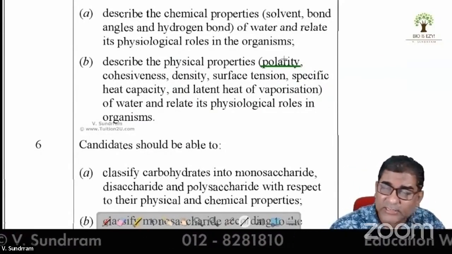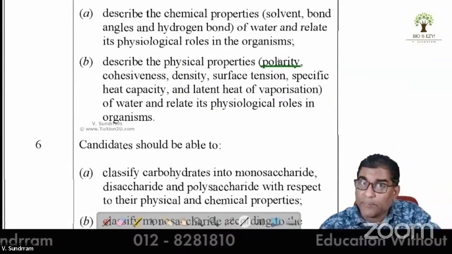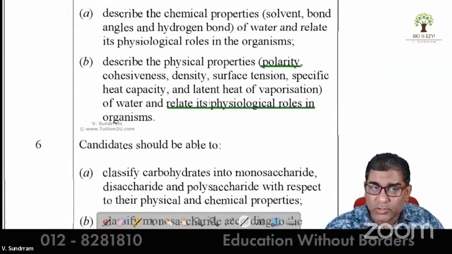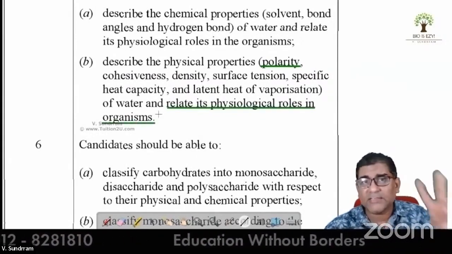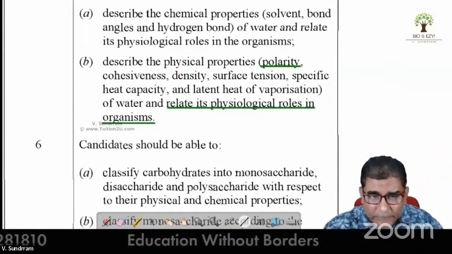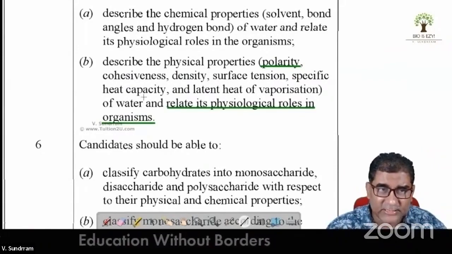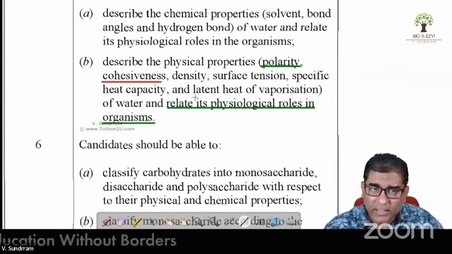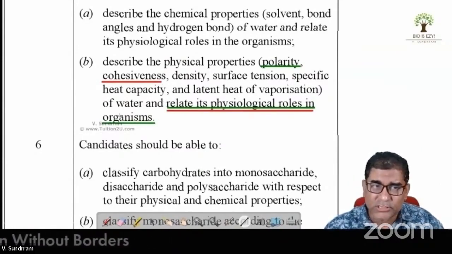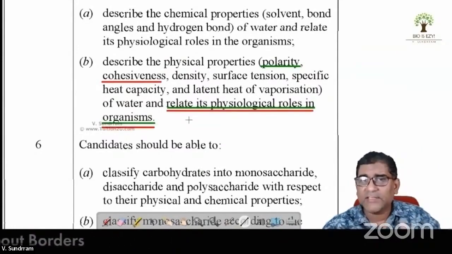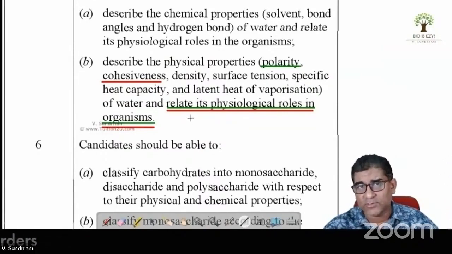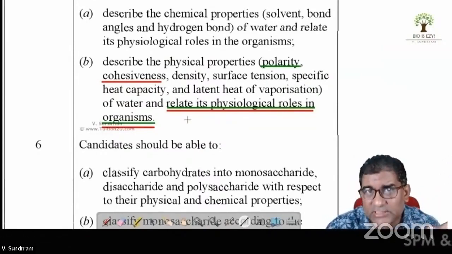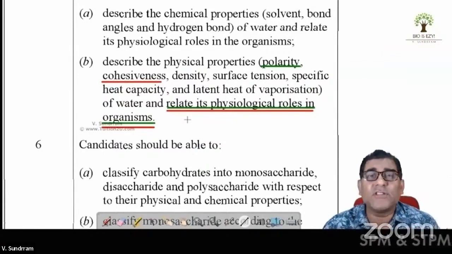So describing the polarity is 1 mark. Relating it to the role in the organism is 1 mark. That's the 2 marks. Repeat for the next characteristic, cohesiveness. What is it? 1 mark. Relation to physiological role in the organism, 1 mark. And we just repeat that. That's the question. So this is what I meant by, if you use the syllabus, you already know the question.